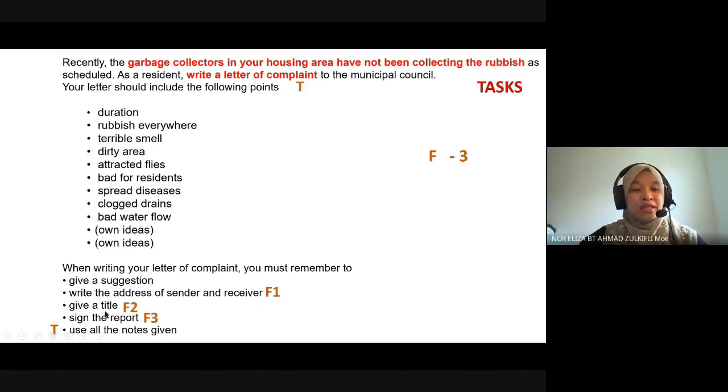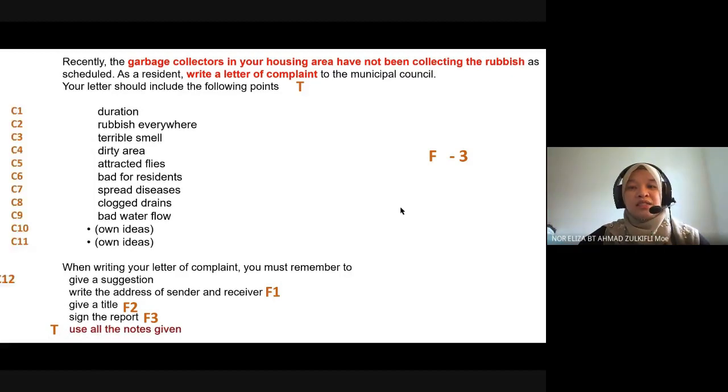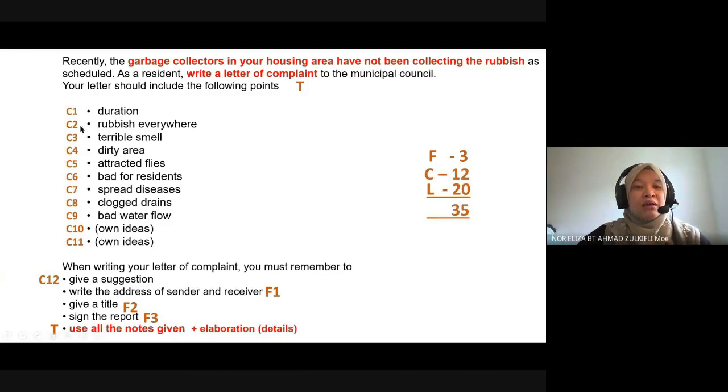And then you have to give a title. This is format number 2. And then you have to sign the letter. This is format number 3. So when you follow all this and you have the right format, there are 3 marks for you there. Okay. Now, let's go to the next one. We've done analyzing the tasks, and this is what you have to do for the next one.